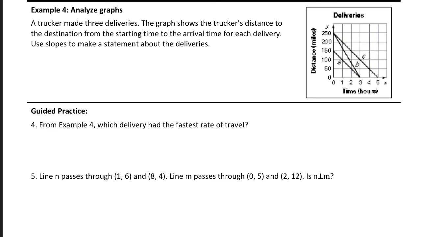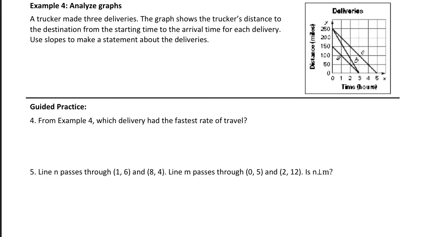Example 4 is a good example of using slopes in a situation or a context. So it talks about a truck driver making 3 deliveries. The graph shows the trucker's distance to the destination from the starting time to the arrival time for each delivery. So using the slopes to make different statements, I'm going to talk about trip A. Trip A, it took 3 hours to travel 150 miles. So this guy traveled 150 miles in 3 hours, meaning his average speed for that trip was about 50 miles per hour.